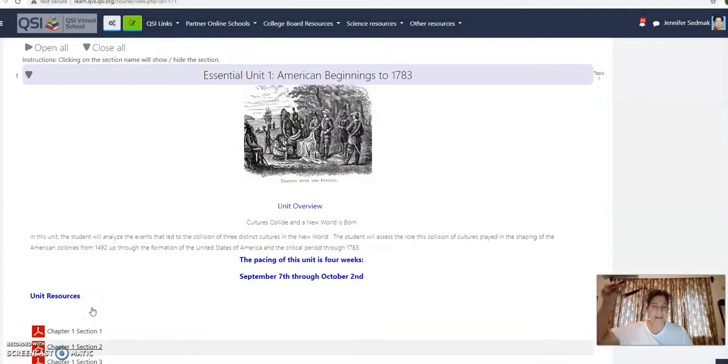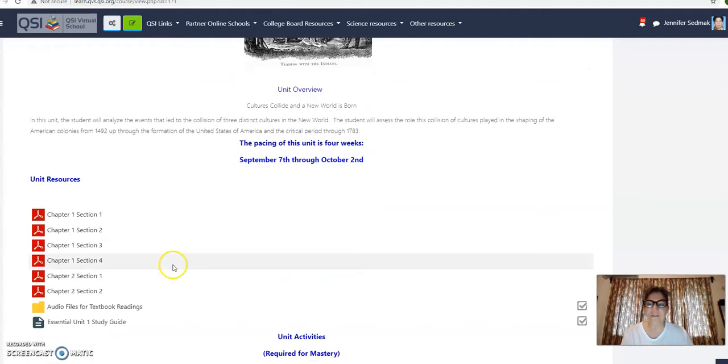So here it is. Essentially, Unit 1 takes us from the period of American beginnings all the way up till 1783. Within the context of this unit, not only will you be looking at first contact that Europeans had with the Americas, but we will also explore the early colonial period. And along with that, the American Revolution is contained within this time period. So essentially, I've broken up the period from 1492 to 1783 into three different sections.